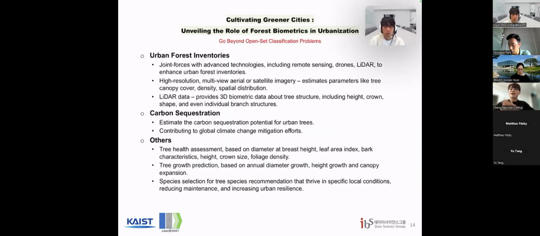And in summary, we are trying to solve the urban forest inventory based on the capabilities of forest biometrics, where we try to enhance the inventory data with remote sensing data, with drone data, with LiDAR data, and others. And we can actually improve the parameters collected on site.